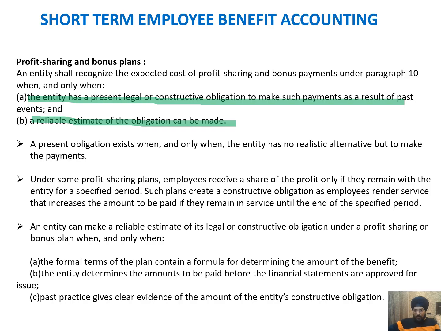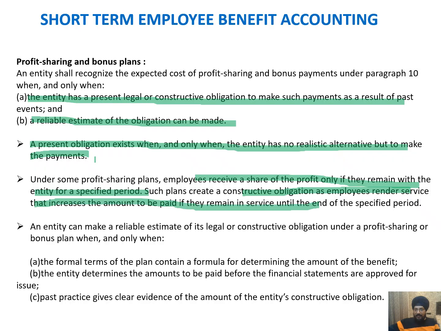A present obligation exists when and only when the entity has no realistic alternative but to make the payments, which means the payment has to be made because the condition on which it was agreed has been met. Under some profit sharing plans, employees receive a share of the profit only if they remain with the entity for a specified period. Such plans create a constructive obligation as employees render services that increase the amount to be paid if they remain in service until the end of the specified period. So if that employee remains with the entity for that period, then the obligation arises, and it has to be accounted.